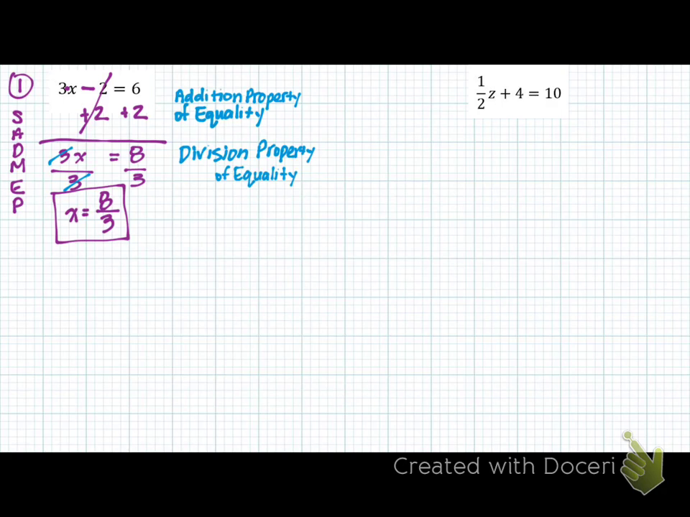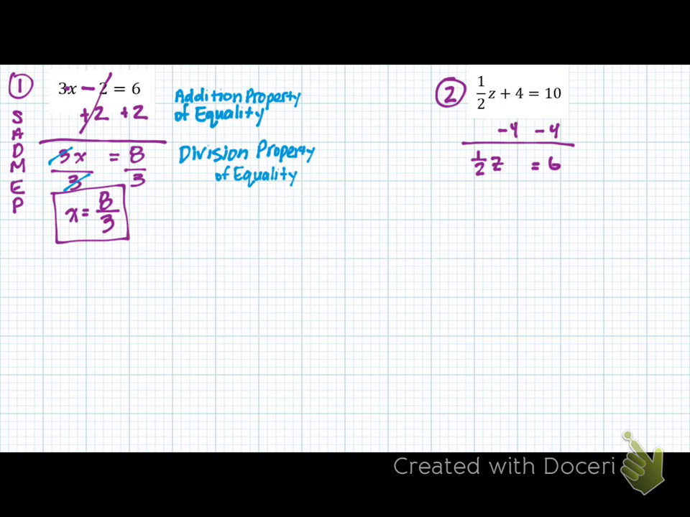Number 2, we have 1/2 z plus 4. Again, I'm using STADMAP. I identified my variable, isolated, it's the z. So 1/2 z plus 4 is equal to 10. The first thing I want to do is subtract 4 from both sides. So we have 1/2 z is equal to 6. I know that I subtracted 4 on both sides, so I know I use the subtraction property of equality.